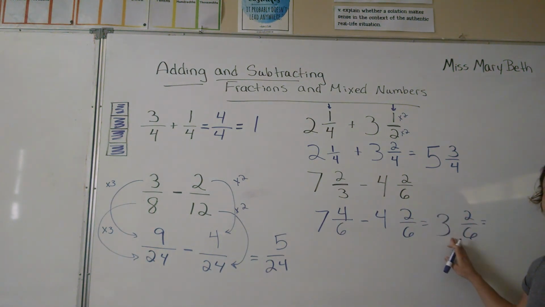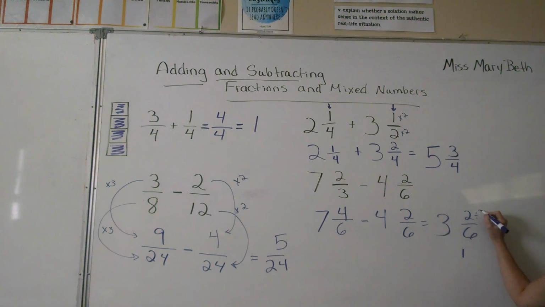Let's rewrite this in simplest form. 2/6. Both 2 and 6 will divide by 2. 2 divided by 2 would be 1. And 6 divided by 2 would be 3. So the best answer to this problem would be 3 1/3.